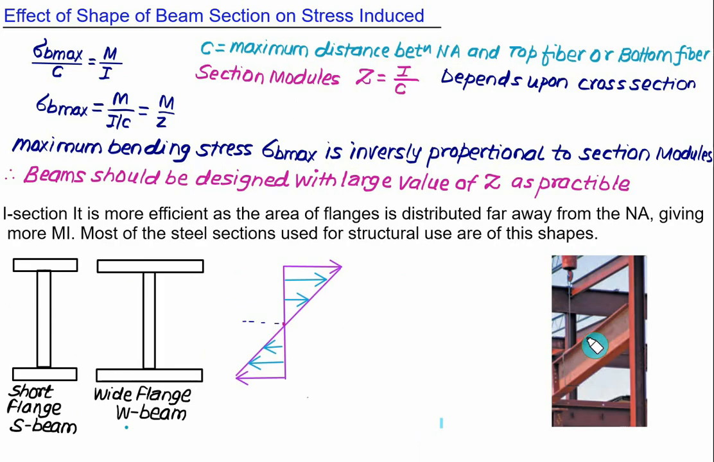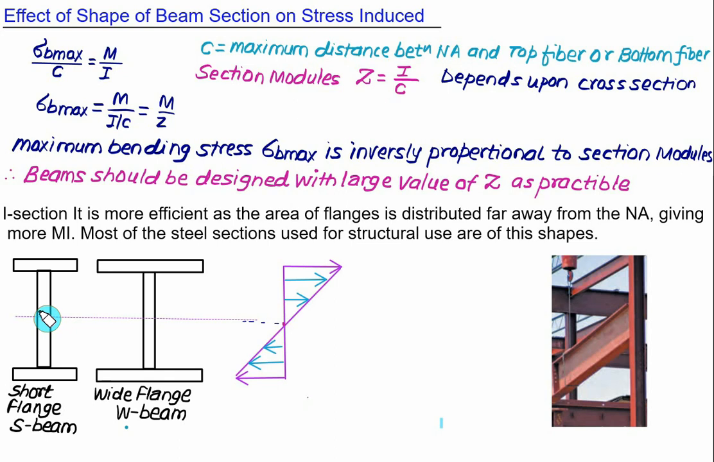Now let's consider the I-beam section. So this section shown here for structural work is normally used as an I-beam section. There are two types of I-beam section, one having a short flange and one having a wide flange. Wide flange is normally called a W beam. W stands for wide flange and S stands for short flange. And the distribution of bending stress from the top fiber and bottom fiber is shown here, and the maximum value of bending stress is either on the top fiber or bottom fiber, and at the neutral axis we have almost zero stress.